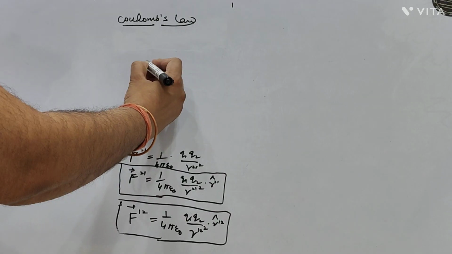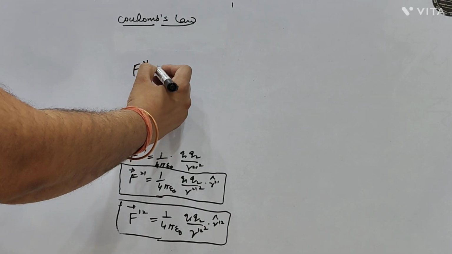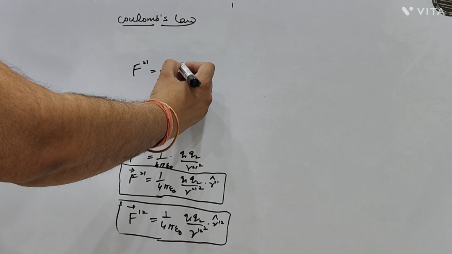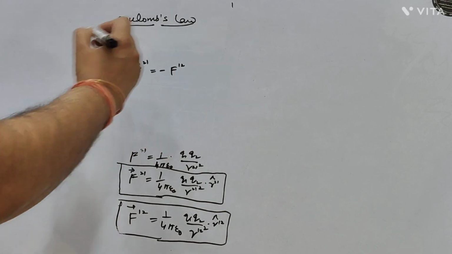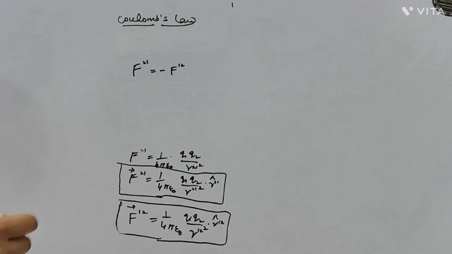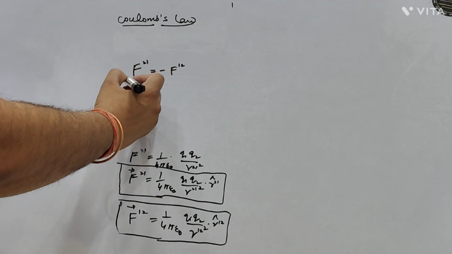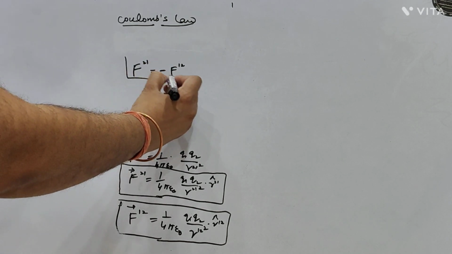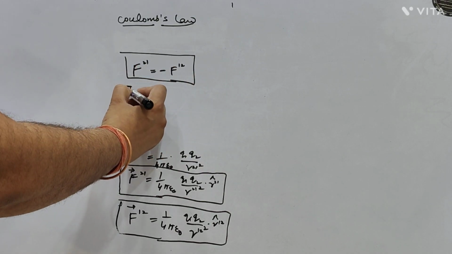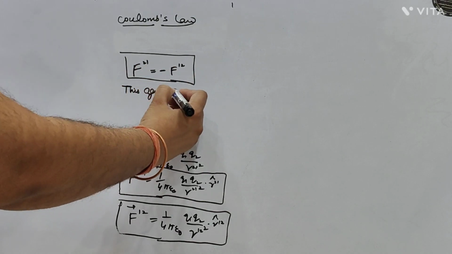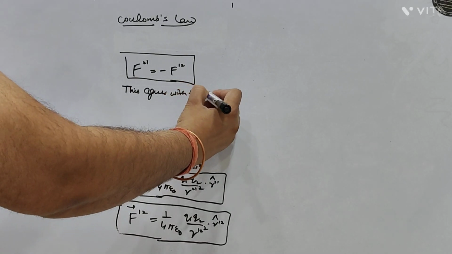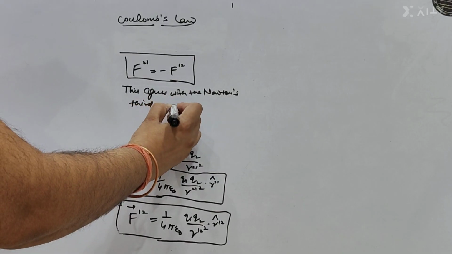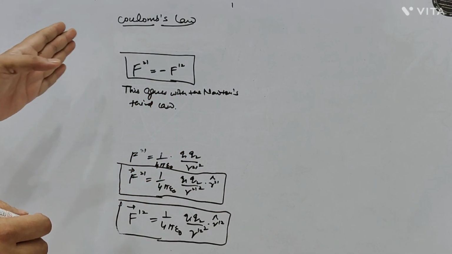The force acting on charge Q2 by Q1 is equal to the force acting on charge Q1 by Q2 with a negative sign, which denotes the opposite direction. So this agrees with Newton's third law, which states that action and reaction are equal and opposite.